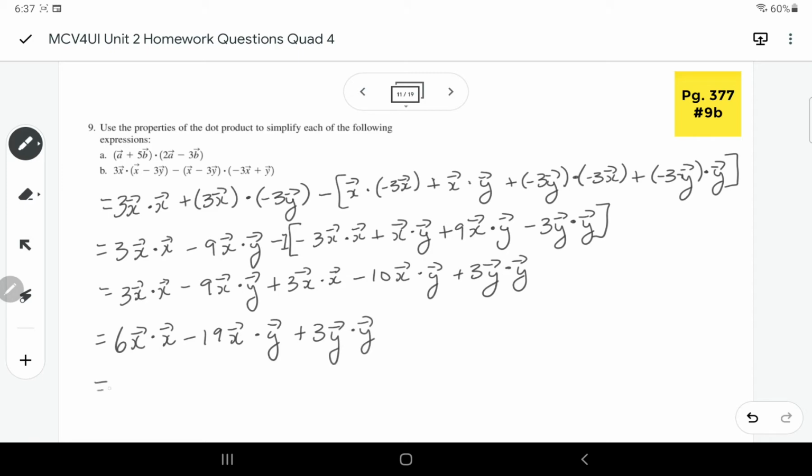And I'm not sure, it may in the back of the book say that that's the magnitude of x squared and the magnitude of y squared. That's going to depend on your purposes, whether you convert the x dot x and y dot y into the magnitude form.